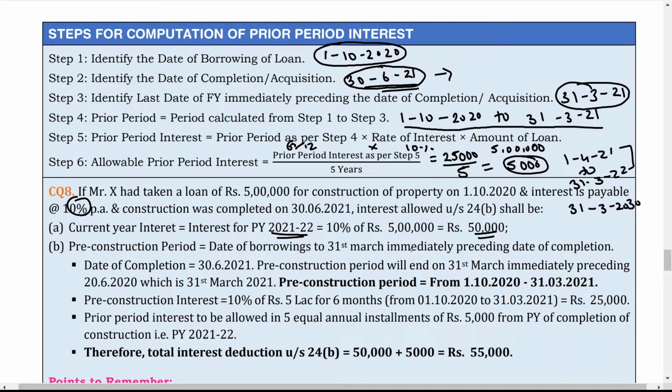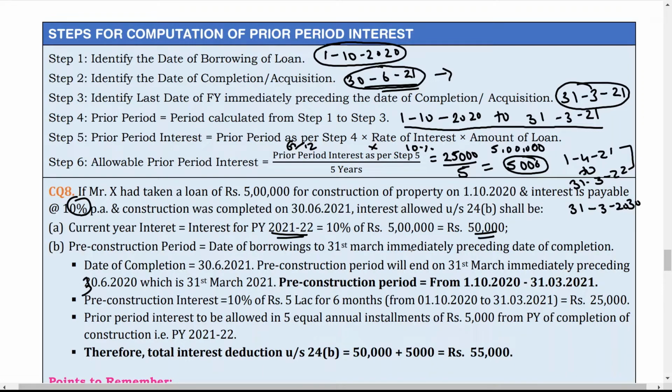Now in that case, here there is a printing mistake. 31st March immediately preceding 20 June is wrong. It must be 30 June, because in the example 30 June is written, which is 31st March 2021. So the pre-construction period is from 1st October 2020 to 31st March 2021.